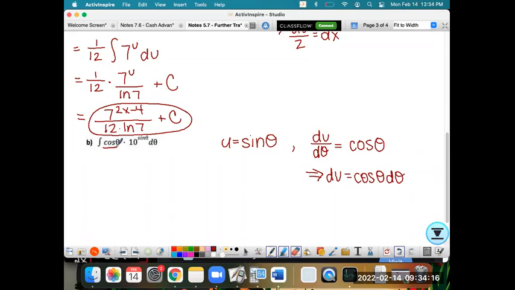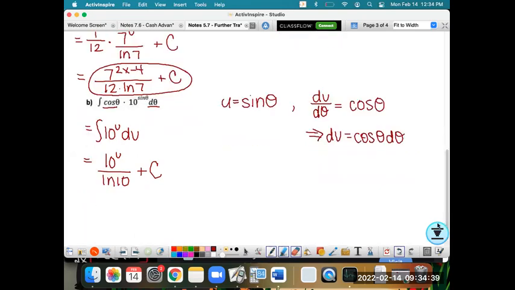Okay, so I'm going to go ahead and replace cosine theta d theta with du, and then I will replace the sine with u. I know that antiderivative would be 10 to the u divided by ln of 10. Keep it general, and then back substitute. All right, last two problems.